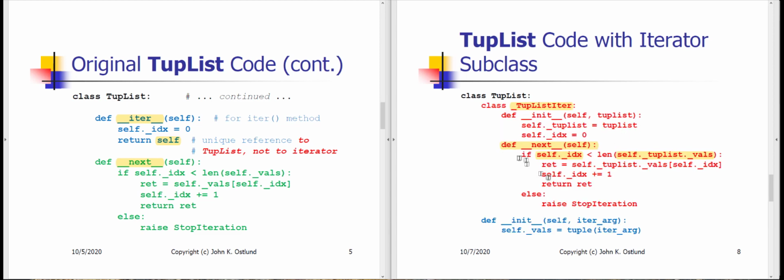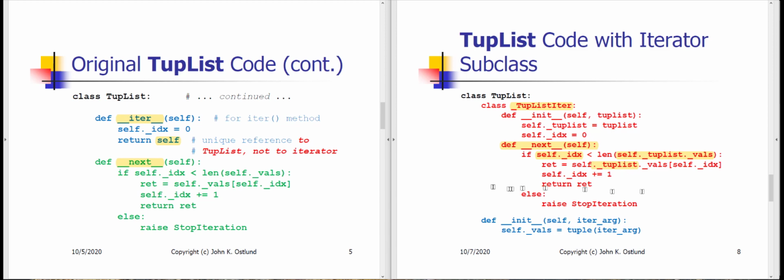And then change number 3 was that we moved the next function from the TupList class into the TupList iter class, and we had to add an extra level of dots in here to allow the iterator to access the TupList that it's referring to, or to access the TupList that is associated with it, and then access the tuple contained within that TupList.